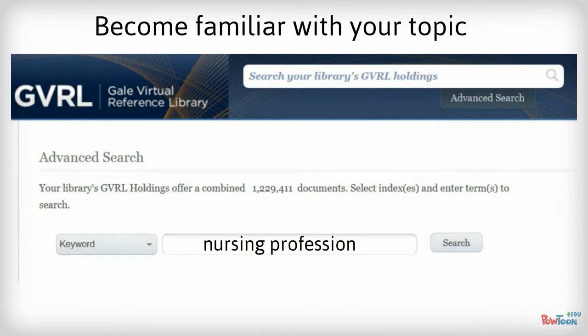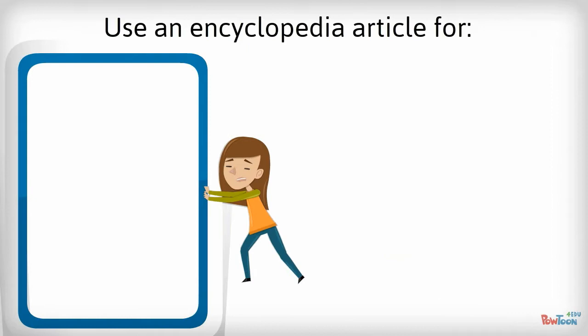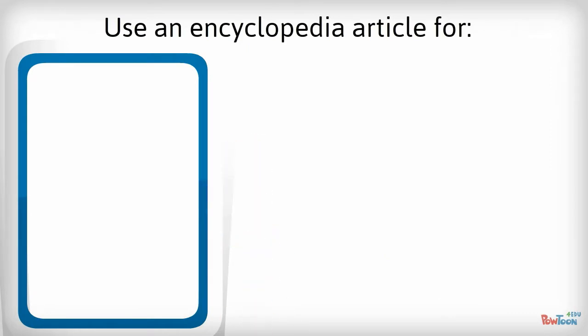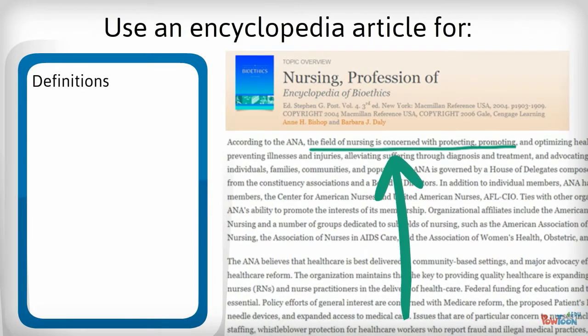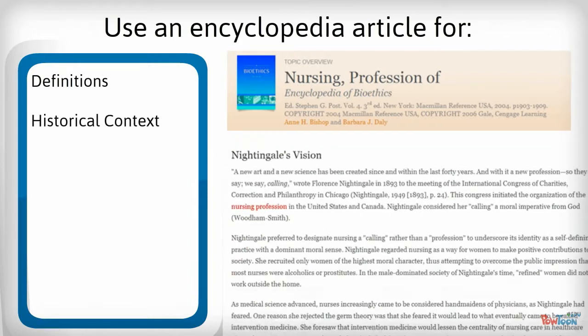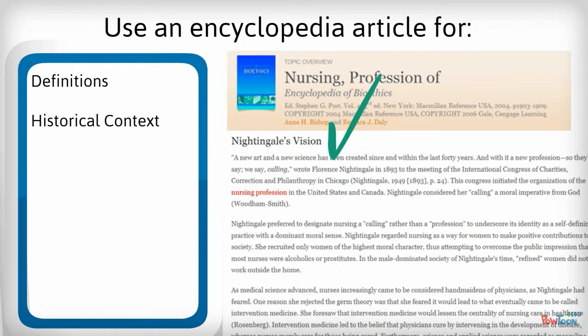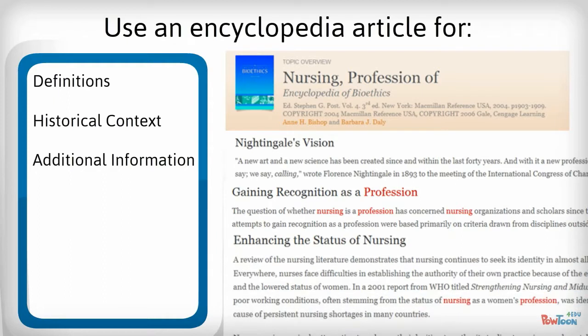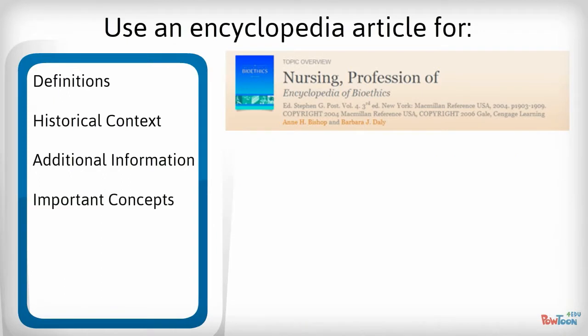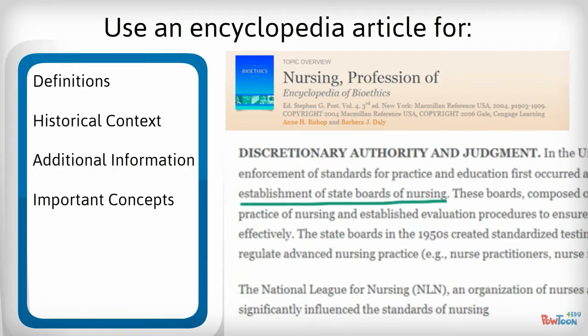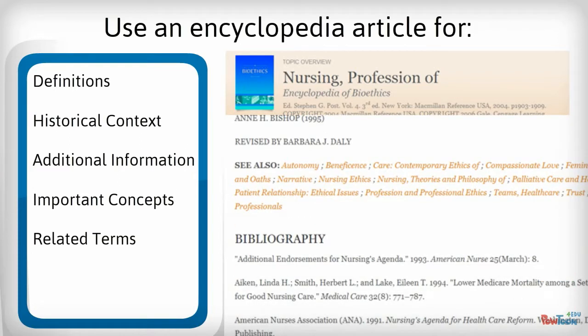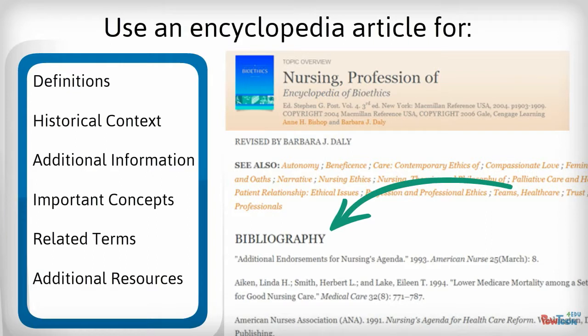An encyclopedia article provides concise background information on your topic. It can help you understand your topic by clarifying definitions, offering historical context, providing additional information you didn't know already, helping you recognize important concepts, pointing out related terms, and it will also reference additional resources that may help clarify the topic you want to address.